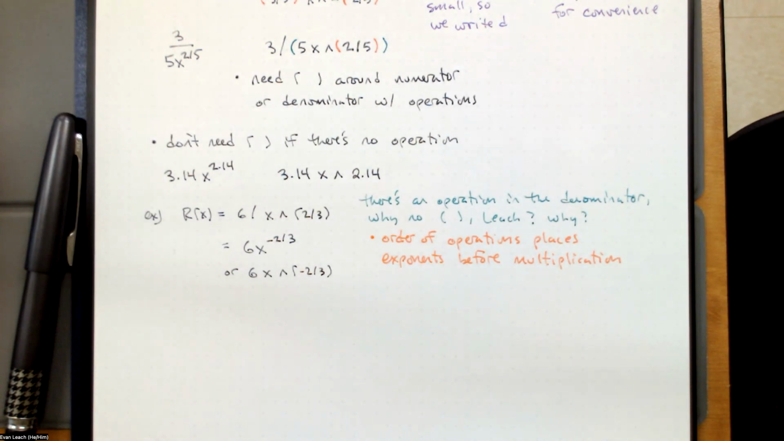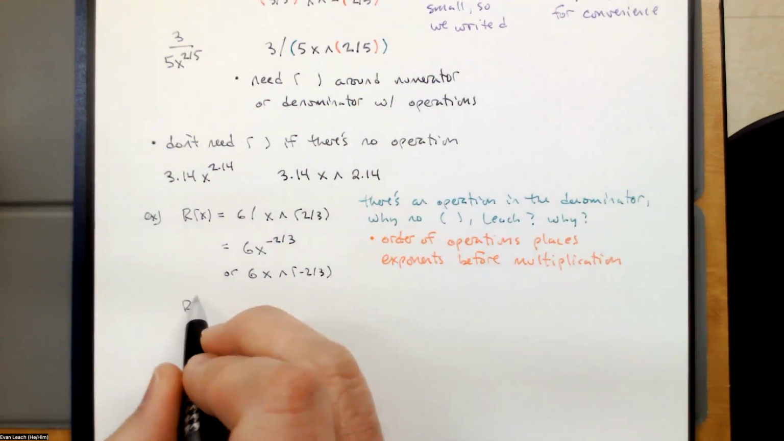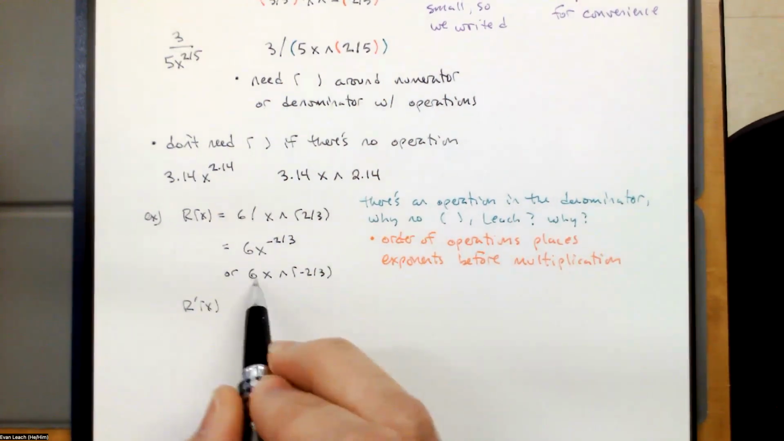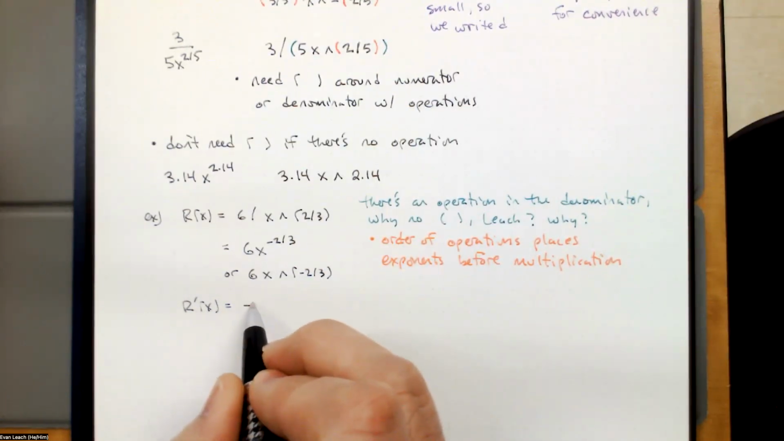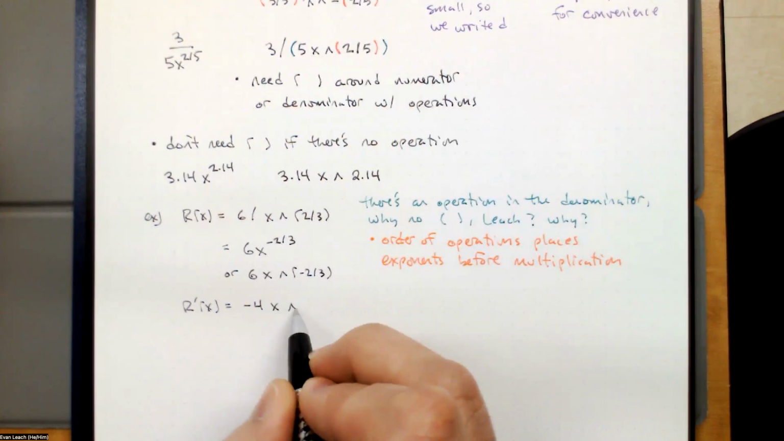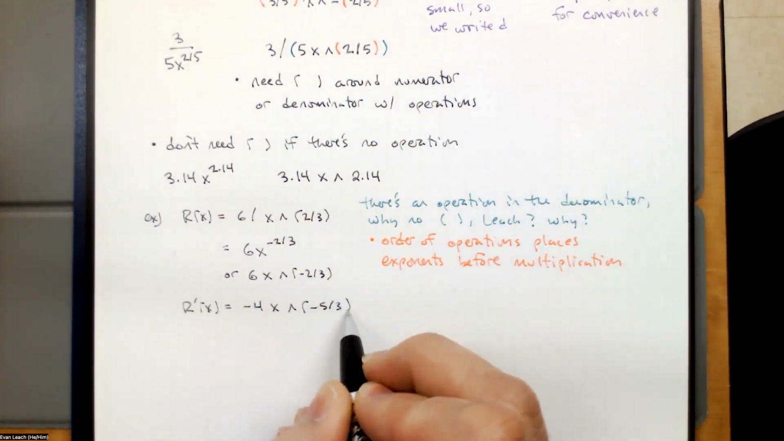When we write the derivative of this, r prime, we have 6 times the negative 2/3. 6 divided by 3 is 2, times negative 2 is negative 4. x to the negative 2/3 minus 1, which is negative 5/3.